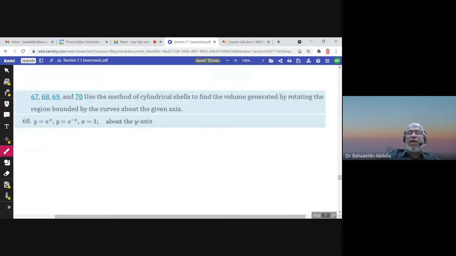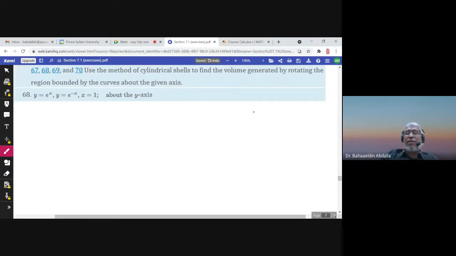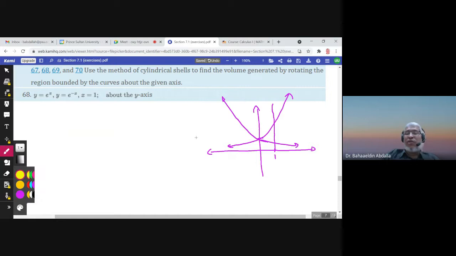Use the method of cylindrical shells to find the volume generated by rotating the region bounded by these curves about the given axis. All right, let us sketch the graph. We know the graph of y equals e to the power x. It's like this. E to the power negative x, we also know the graph. It's like this. And x equals 1. It goes like this. So where is the region bounded by these three curves? It's this region.